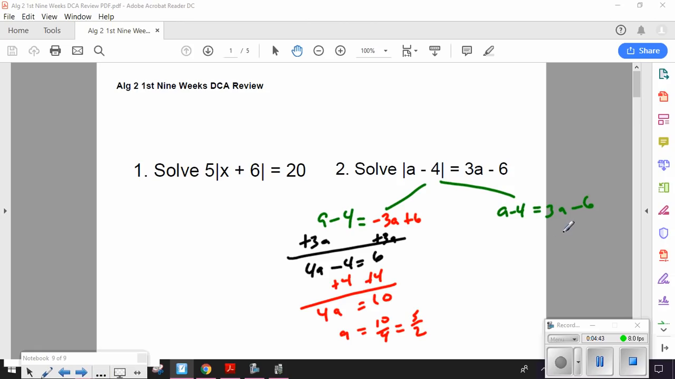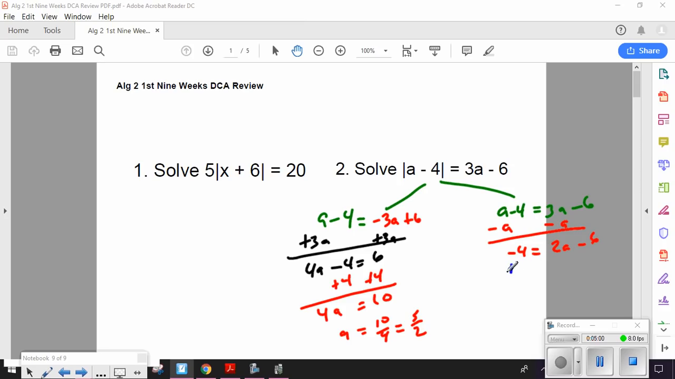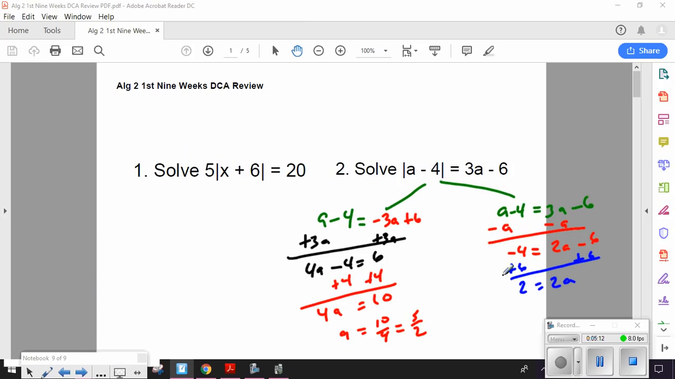Now, on the other equation, I'm going to subtract a to get negative 4 equals 2a minus 6. Then I'm going to add 6 to both sides to get 2 equals 2a. Then divide both sides by 2. So I would get 1 equals a.